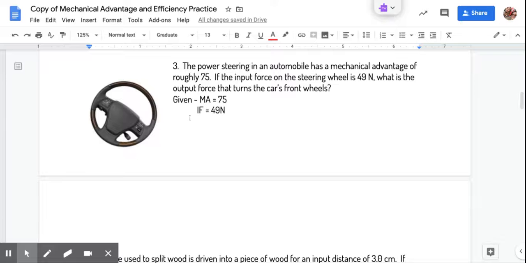All right, so this is part 2. We were on number 3. The power steering in an automobile has a mechanical advantage of 75. If the input force is 49, what is the output force? So our givens were mechanical advantage equals 75. Input force equals 49 newtons.